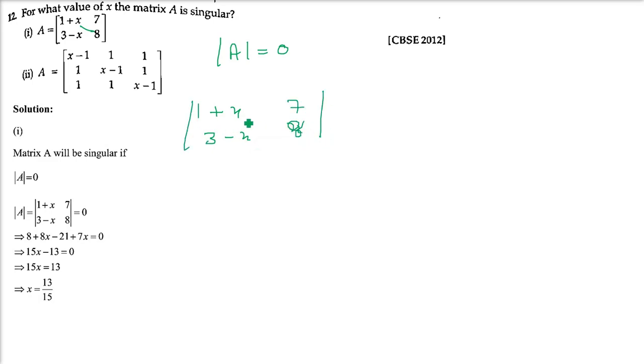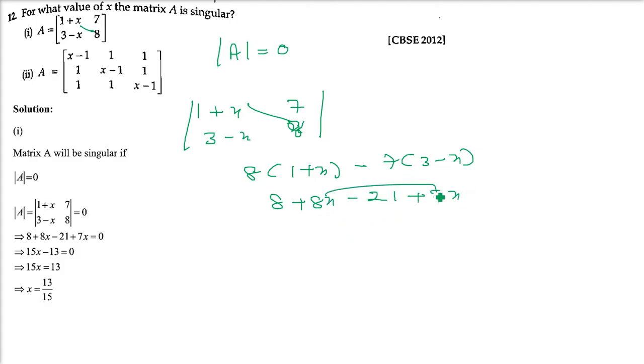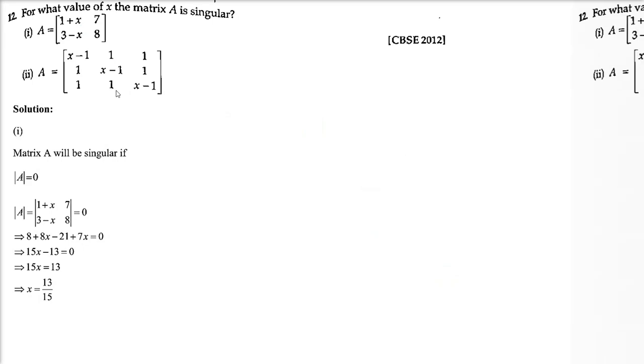Now take the determinant of it. 1 plus x into 8, 8 into 1 plus x, minus 7 into 3 minus x. So this has to be equal to 0. So 8 plus 8x minus 7 3s are 21 plus 7x. So 8x and 7x is 15x. And 8 minus 21 is minus 13. So 15x will be 13, so x will be 13 by 15. So this is how singular will come if x is this.